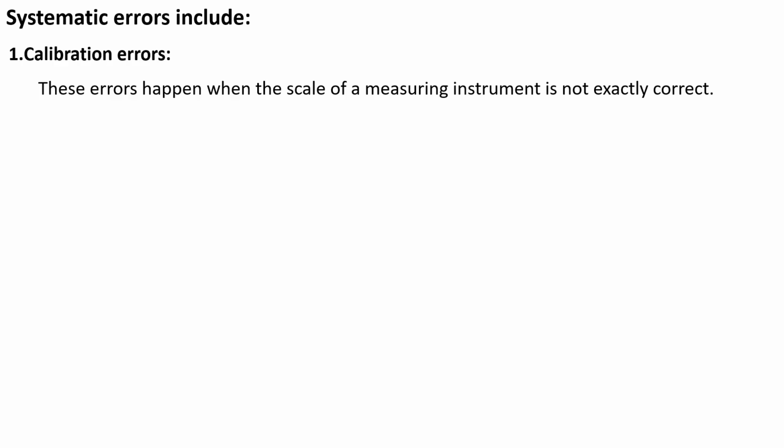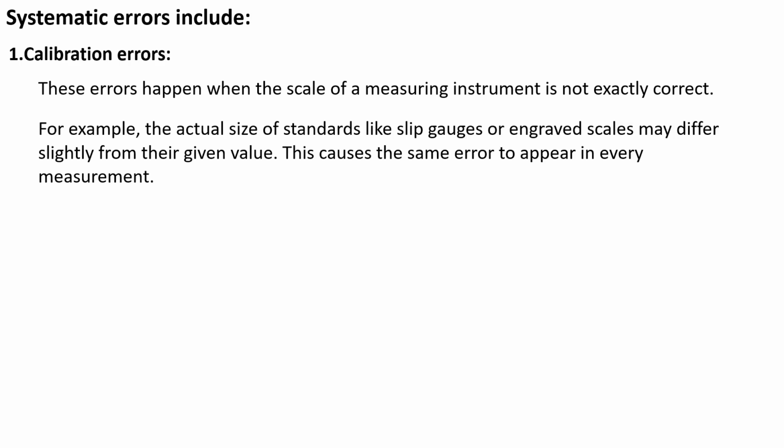First we see the different types of systematic errors, and the first one is the calibration error. Calibration errors happen when the scale of a measuring instrument is not exactly correct. For example, the actual size of standards like slip gauges or engraved scales may differ slightly from their given value. This causes the same error to appear in every measurement.